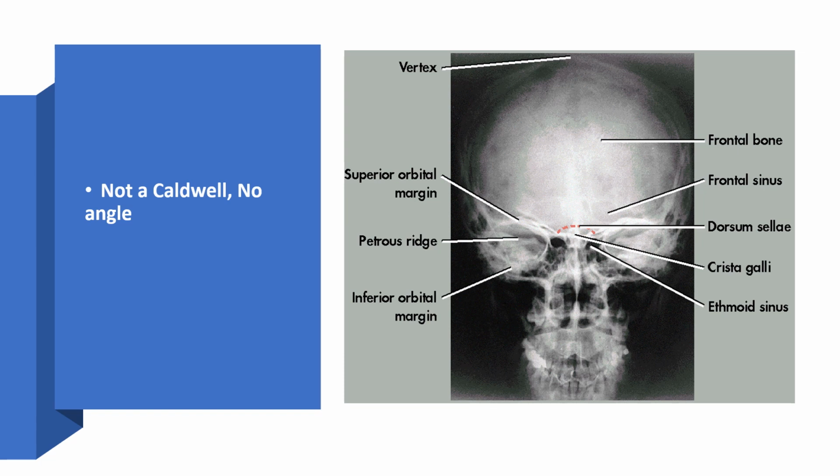You can see the vertex, you can see the frontal bone in the straight PA. It says dorsum sellae there. That's really tricky to see. It's kind of superimposed with the crista galli. There's a better view of the dorsum sellae on the Towne's projection.